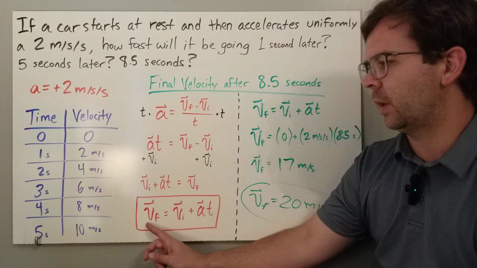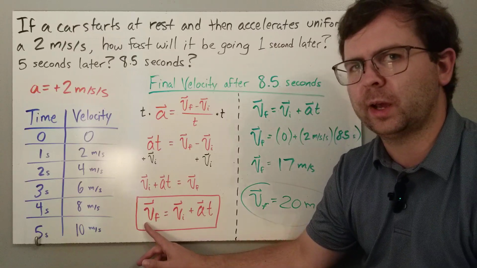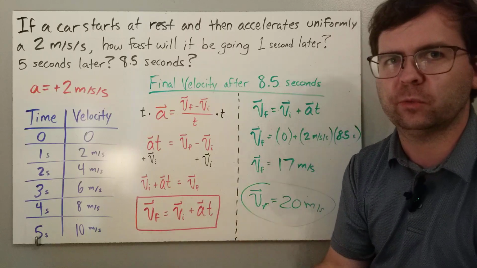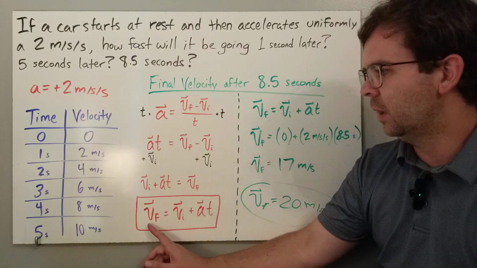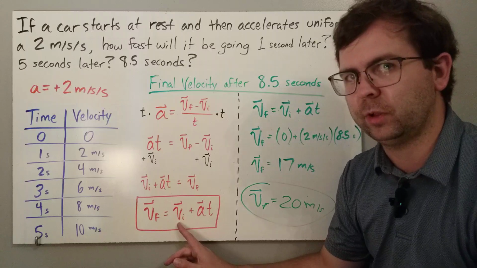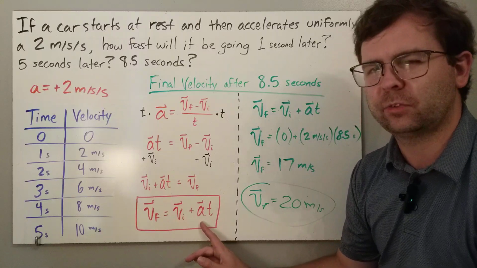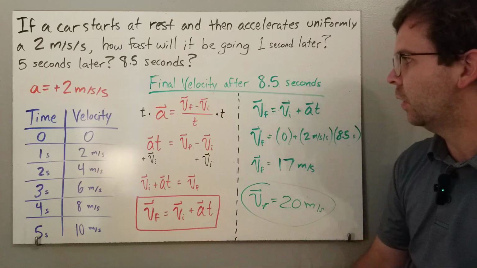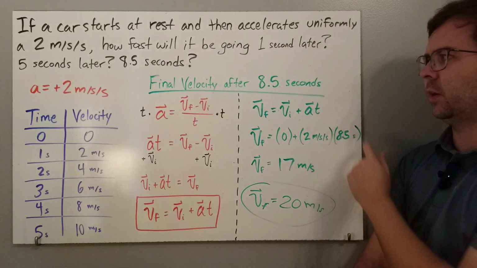This allows us to find the final speed after you've been accelerating. Sometimes you want to know how fast you're going after accelerating for a certain amount of time. So you do that by finding first your initial velocity and then adding on to that any acceleration that happens multiplied by how much time passed. So let's do that over here for the 8.5 seconds.